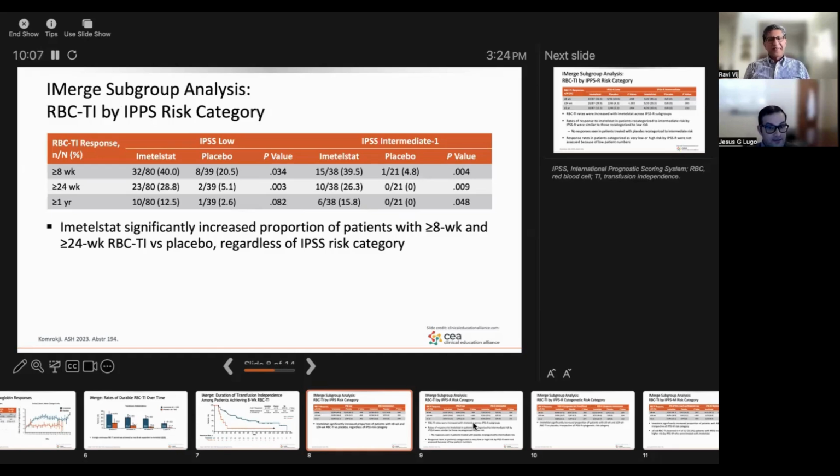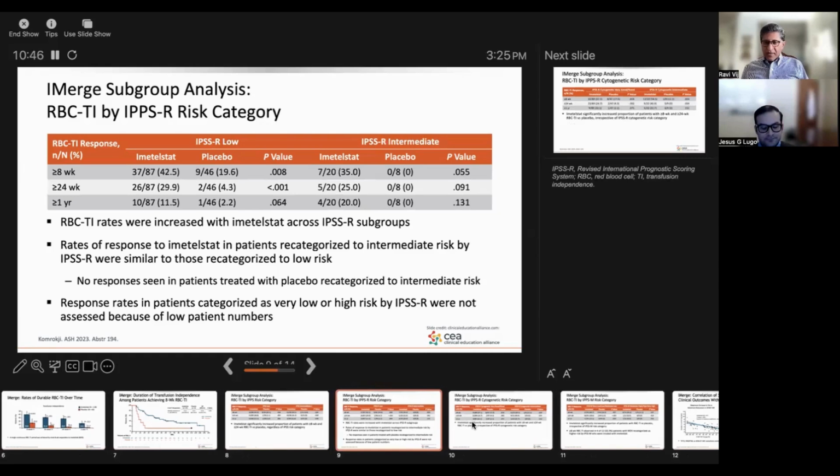So yes, patients that were IPSS low versus patients that were IPSS intermediate, the patients that received imetelstat still responded versus the patients that received placebo. Most of the patients that received placebo that were intermediate did not respond, compared to the patients that received imetelstat, where everyone, irrespective of whether they were low or intermediate, responded. The patients that were placebo, intermediate, basically had no response.